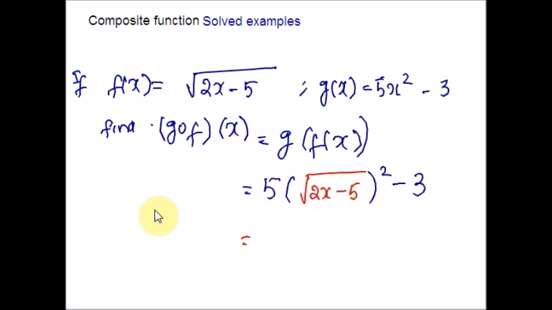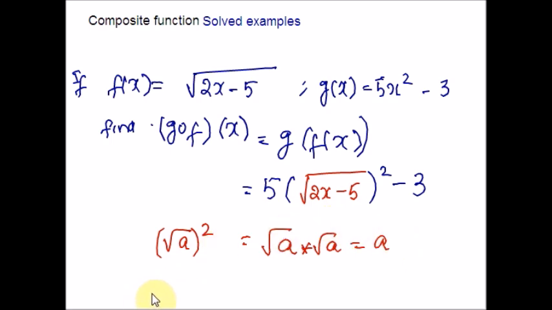I'm going to write the law of exponent here. Square root of a radical, I'm going to take the square. So this is nothing but square root of a times square root of a, which is equal to a. So this is called the law of exponent.